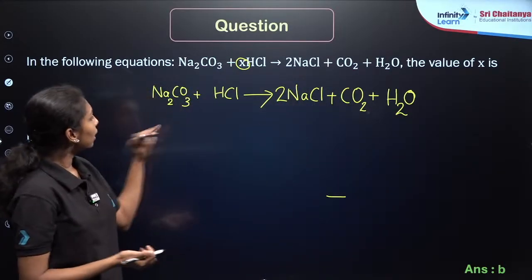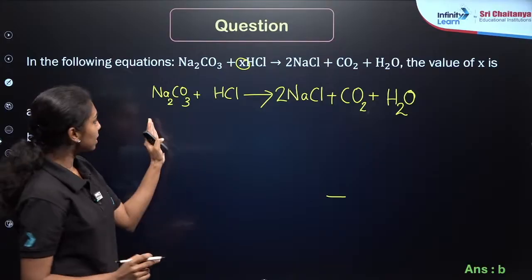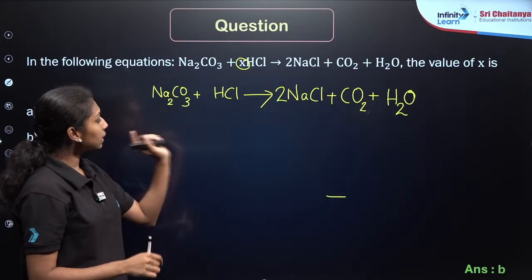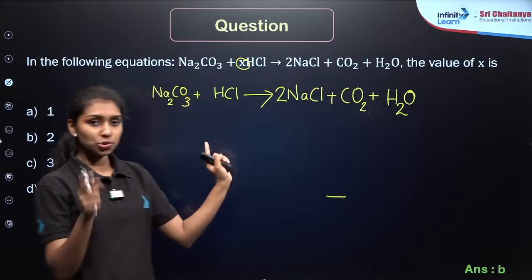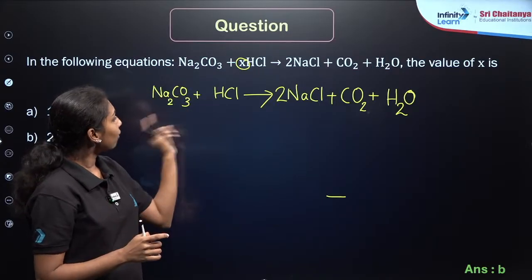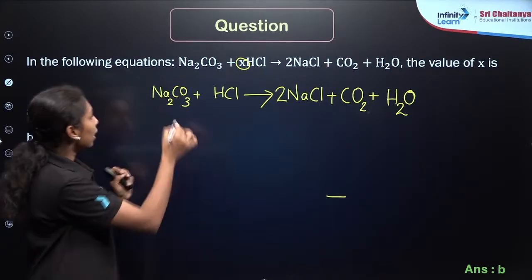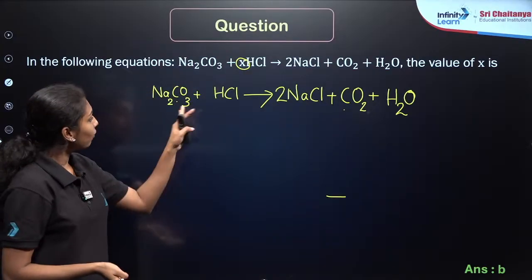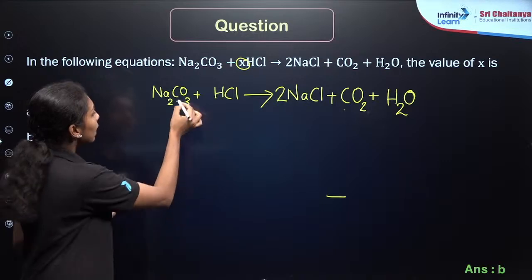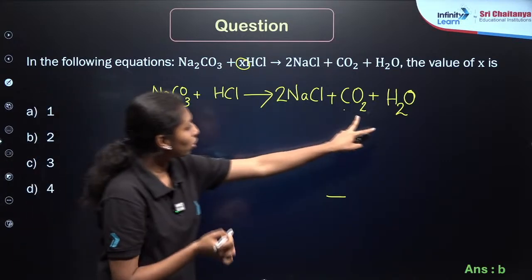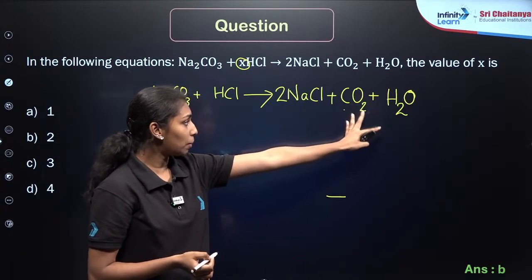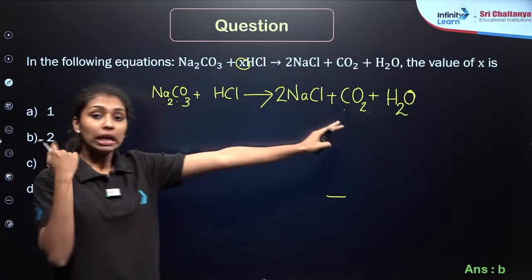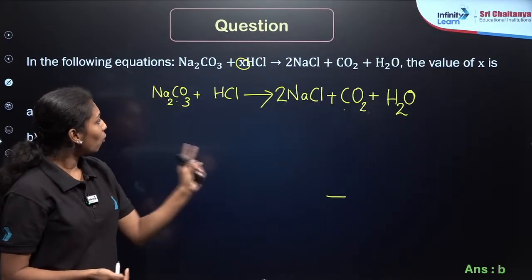So what you are observing here, in my left hand side, 2 sodium is present, right? In the case of the reactant part, 2 sodium is present. In the case of the product side, it is again 2 sodium. So sodium is balanced. And what about the case of carbon? Here only 1 carbon, here is also 1 carbon. So this is also balanced. And what about the case of oxygen? Here it is 3 oxygen. Here it is 2 oxygen from the carbon dioxide plus 1 oxygen in the water, all together 3 oxygen. So the number of oxygen is also balanced here. What is remaining here?